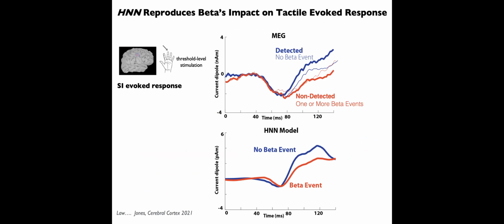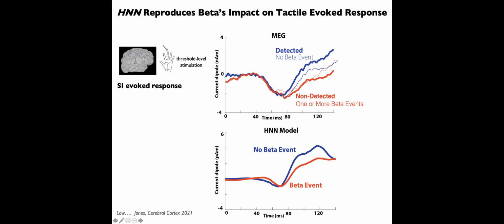What we're doing here is simulating a pre-stimulus beta event or no pre-stimulus beta event. I meant to mention to you that high pre-stimulus beta power corresponds to one or more beta events, whereas low pre-stimulus beta power corresponds to no events. If we simulate in our model a beta event with a tactile evoked response, then we get this red ERP out of our model. If we don't have a beta event and we simulate an evoked response, we get this blue ERP. Very nicely reproduces what we're seeing in our data.